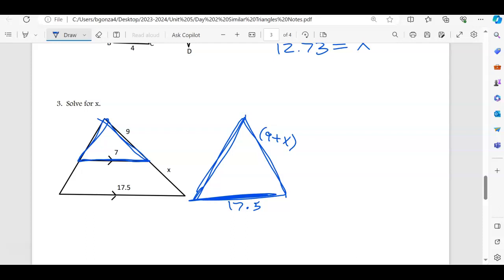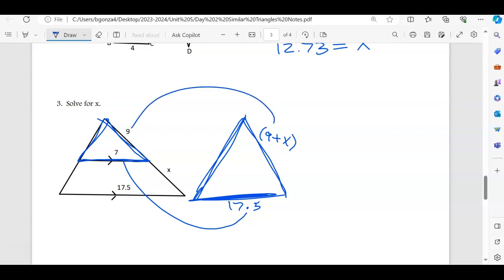Okay, now I want you to connect things. What does 7 connect to on the big triangle? 17.5, right? So 7 goes to 17.5. 9 doesn't go to x, it goes to 9 plus x. Okay? Is everyone seeing what the most common error is? Most people want to say 9 to x. It's the whole thing, 9 plus x. Okay? So 9 goes to 9 plus x.